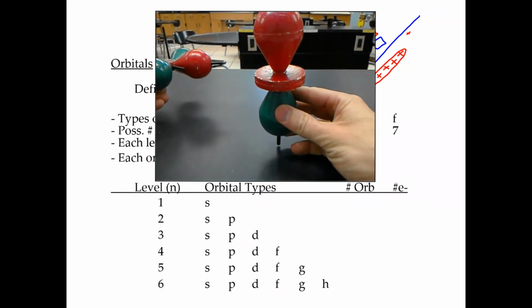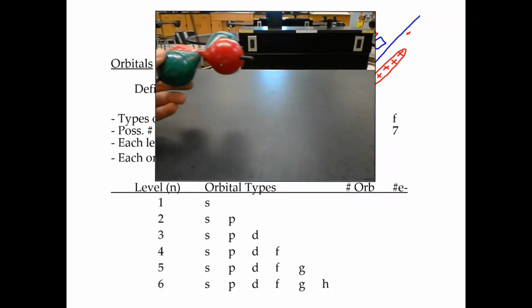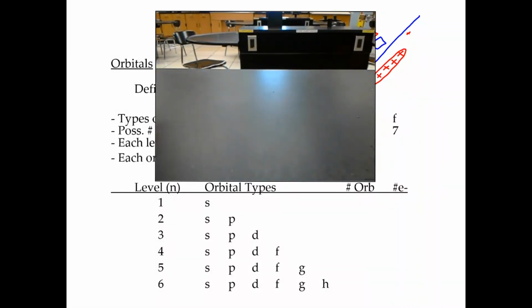So those are d orbitals. F orbitals we actually don't even have any models for. I don't even think your book has pictures of them. But these are the shapes of the orbitals.